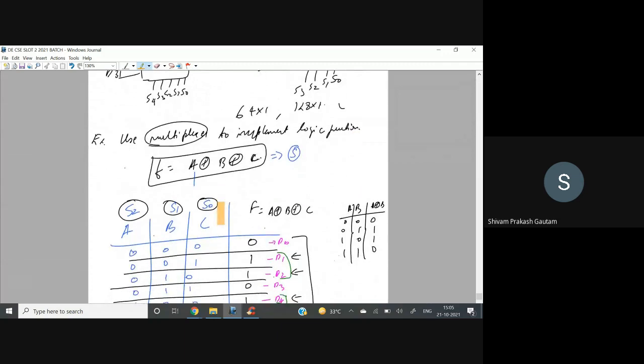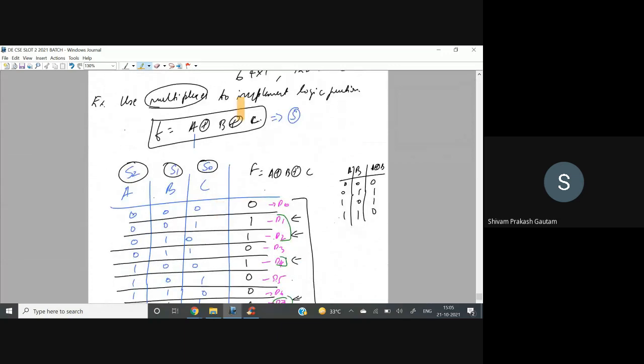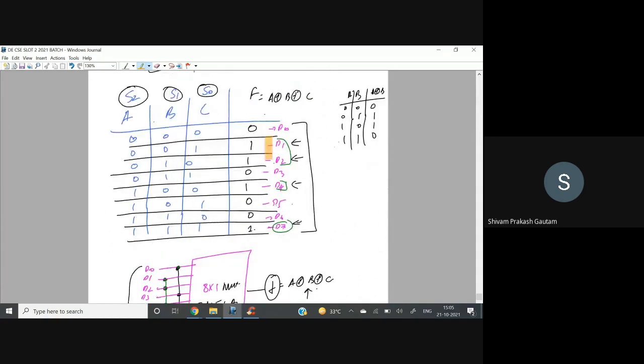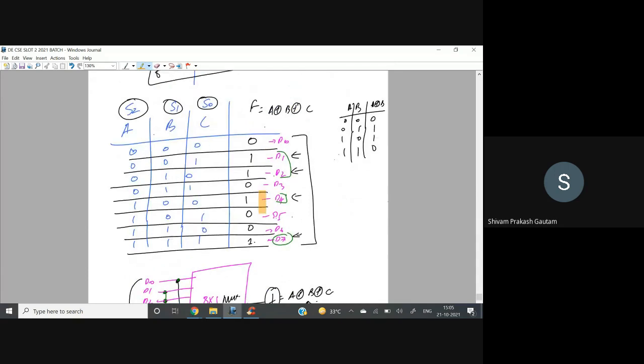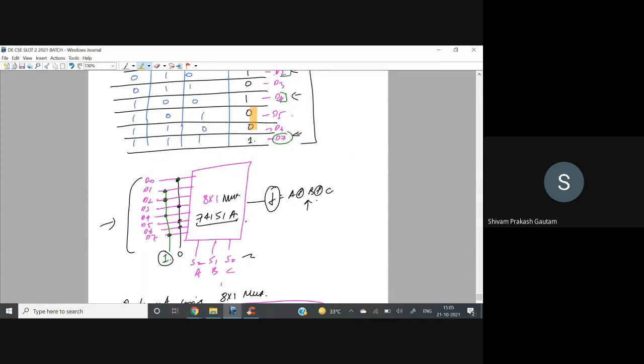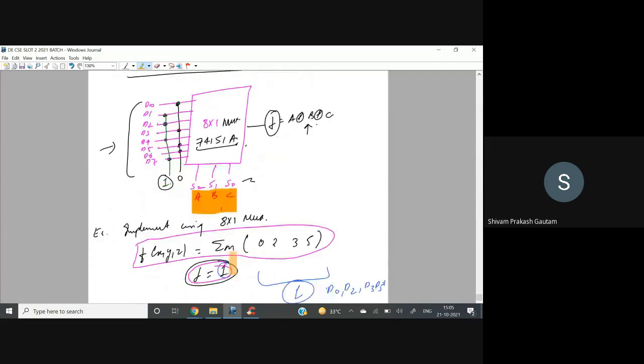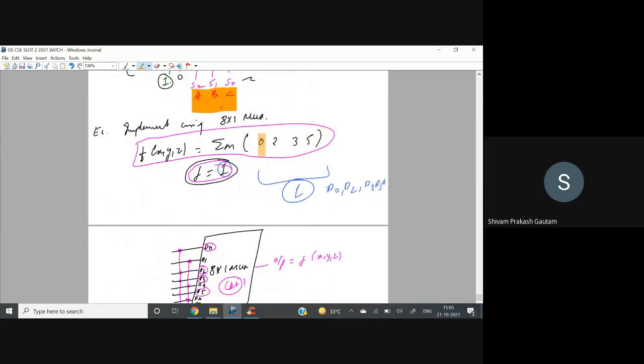Then we saw an example of implementing this as combinational logic. The function is a XOR b XOR c, and I have implemented it that way. This is the truth table. Correspondingly, you can calculate the values of d0 to d7, because we have already seen a XOR b XOR c. You can provide dedicated inputs of 1 and 0, and provide the select inputs as a, b, and c. With 3 variables and an 8x1 multiplexer, we have 3 select lines, so there is no problem.